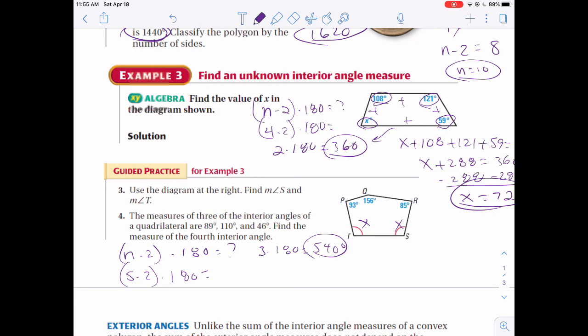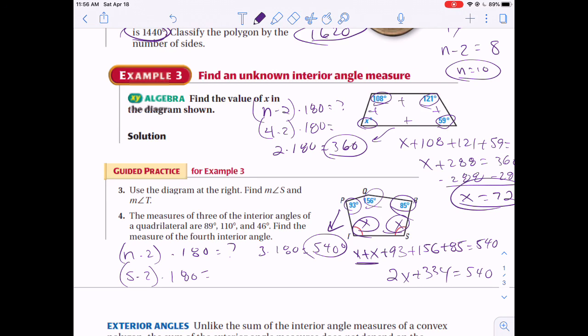All right, I have to add up all 5 of those. All 5. 1, 2, 3, 4, 5. They all add up to be the 540. So I make one long line of those values. I'll do the x's first. Of x plus 93 plus 156 plus 85. That's all 5, right? Equals 540. All right, so they add up. Well, the 2 x's will add up to 2x plus 334 equals 540.